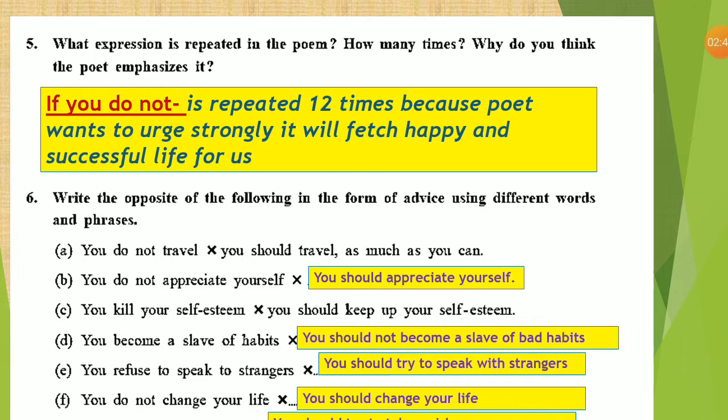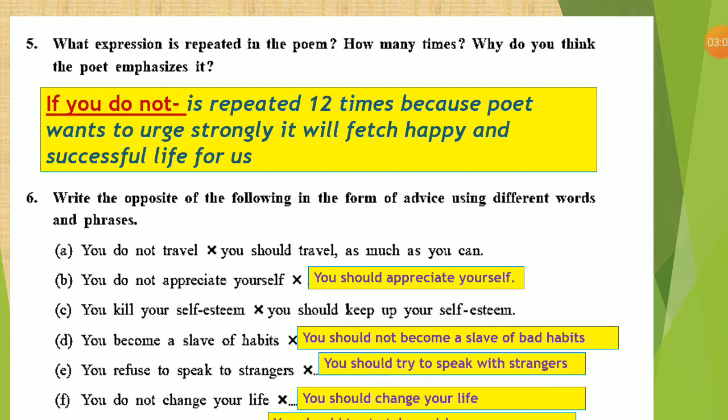In our fifth activity, what expression is repeated in the poem? See, "if you do not" is the line repeated again and again for almost 12 times. That's why it's a repeated line and explanation is given here.